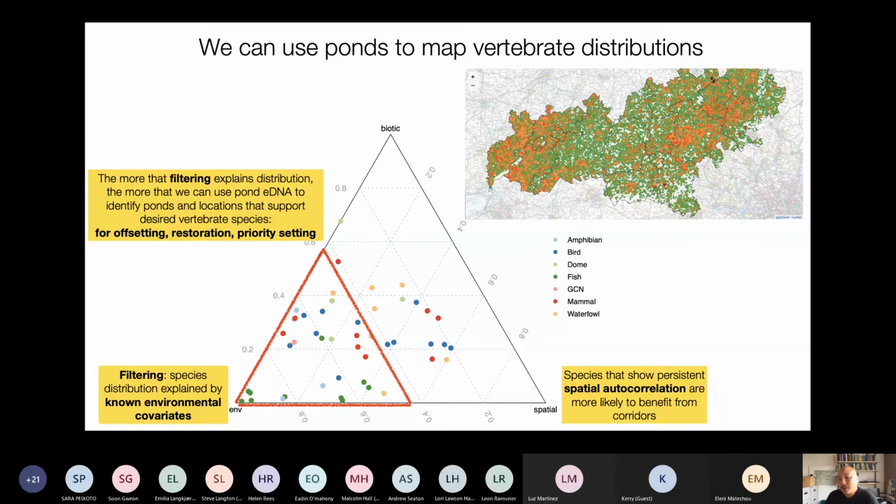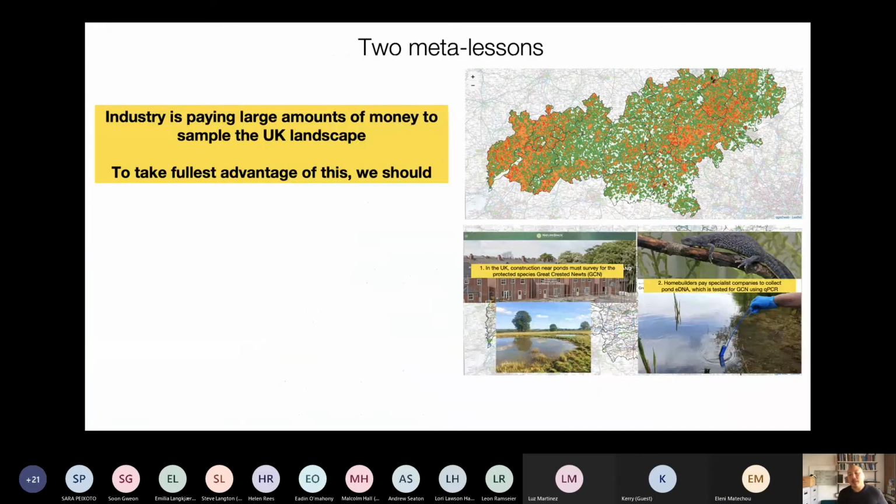And that could then be used for multi-species offsetting, multi-species restoration, priority setting, that kind of thing. And so it looks promising. So, a couple of meta lessons, right? Industry is paying large amounts of money to sample the UK landscape.